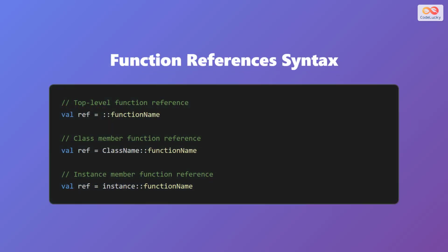The syntax for creating function references in Kotlin uses the double colon operator. For top-level functions, you simply use 2 colons followed by the function name. For class member functions, you prefix the function name with the class name and 2 colons. And for instance member functions, you use a specific object instance followed by 2 colons and the function name. This double colon operator is the key to creating callable references in Kotlin, and it works consistently across different types of functions.